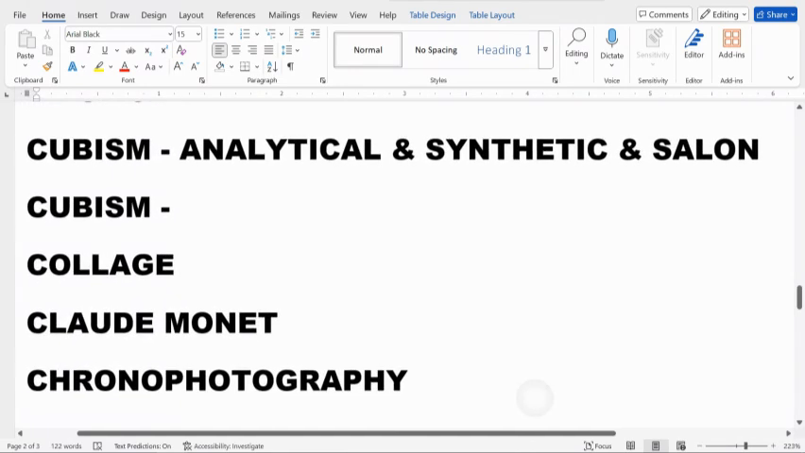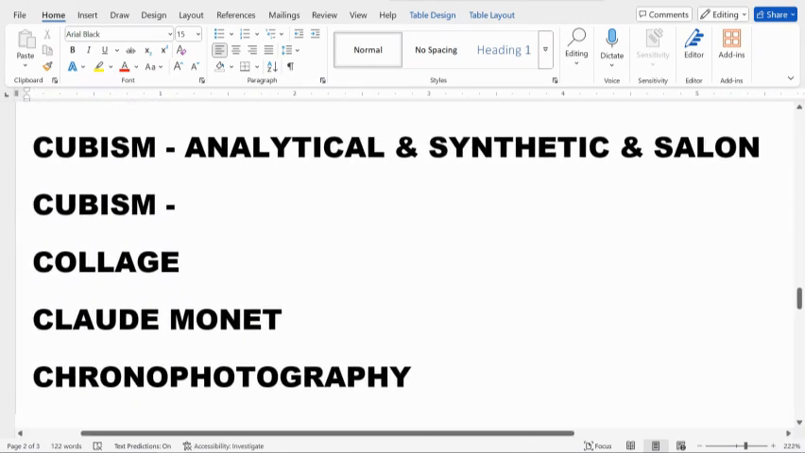All right, there were a couple different kinds of cubism. There was analytical, synthetic, and salon cubism. I didn't talk much about salon cubism. And there was another kind called orphism, which is later on in this review. So what's the difference between analytical, synthetic and salon cubism?